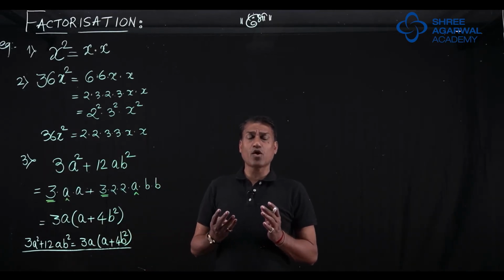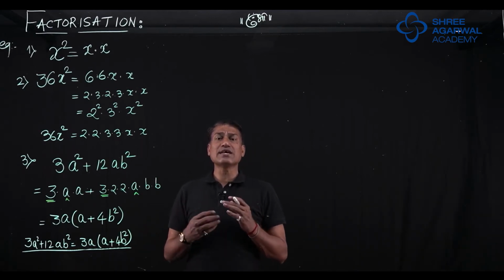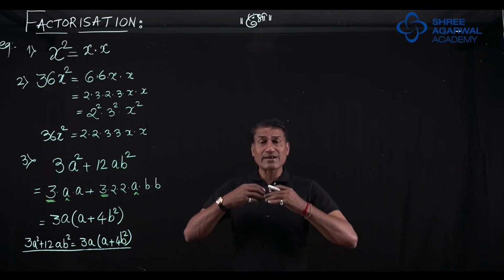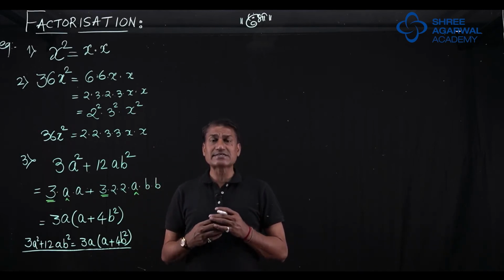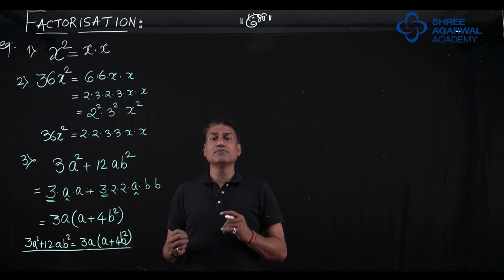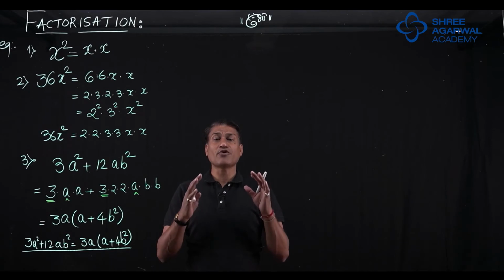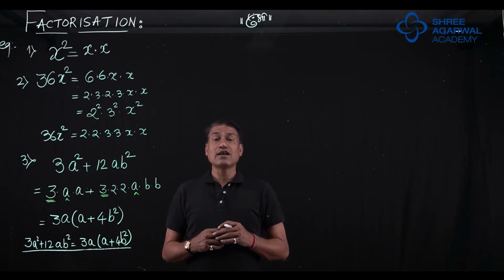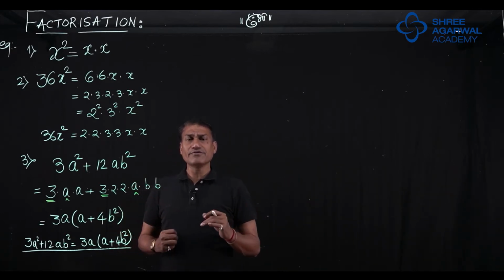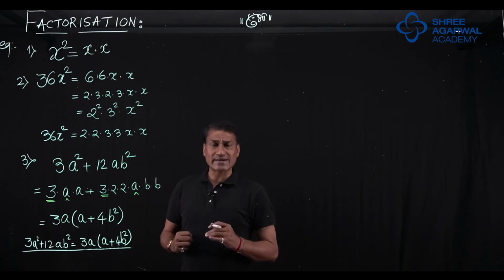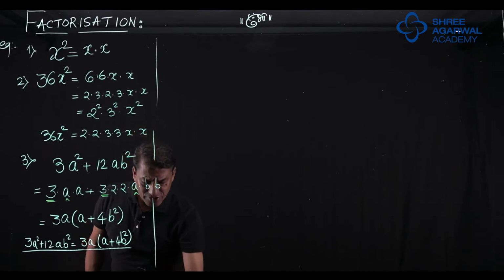Factorization of trinomials can also be done. There are different methods. The first is the prime factorization method. Second is using identities. Third method is splitting the middle term. Fourth method is completing the square, and fifth method is the formula method, also called the alpha beta method. These methods we will learn in some other videos, but today we are going to focus on factorization and study some identities regarding factorization.